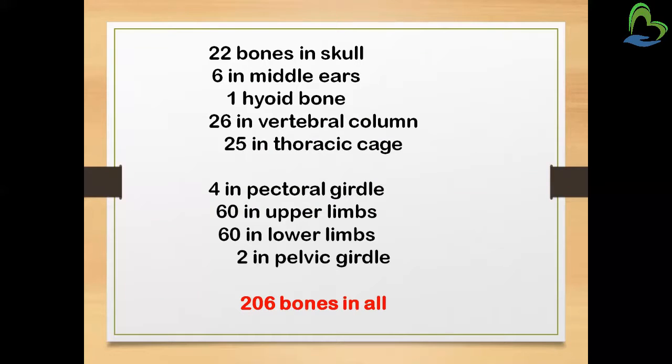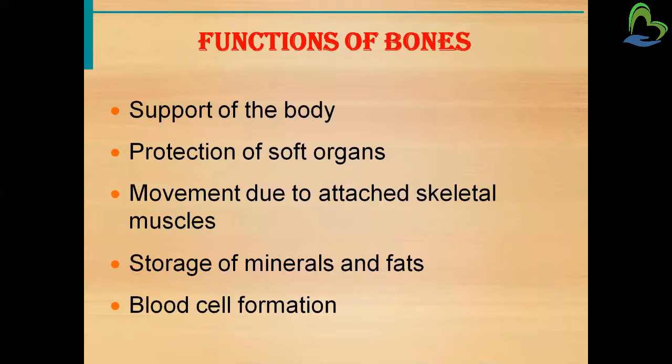As we know, there are a total of 206 bones present in our body. There are 22 bones in the skull, 6 in the middle ear, 1 in the hyoid bone, 26 in the vertebral column, 25 in the thoracic cage, 4 in the pectoral girdle, 60 in the upper limbs, 60 in the lower limbs, and 2 in the pelvic girdle. So a total of 206 bones in the body.